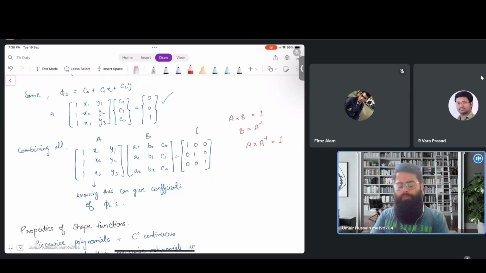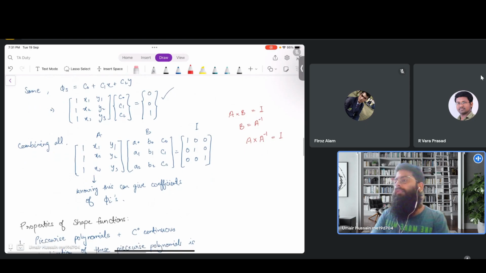By the way, this should only be valid for triangular elements, I guess. I don't see how this trick can work for any other type of elements. Anyways, I hope this step is quite straightforward.